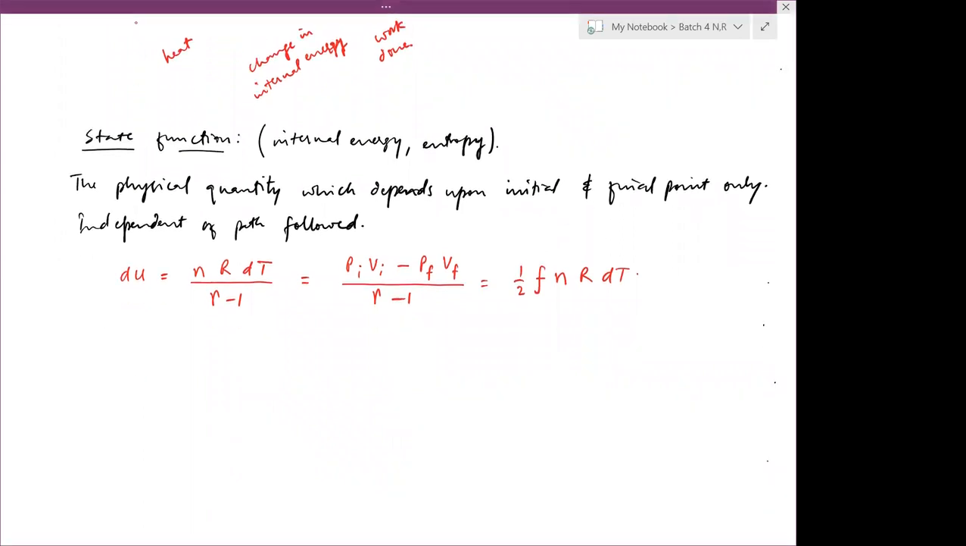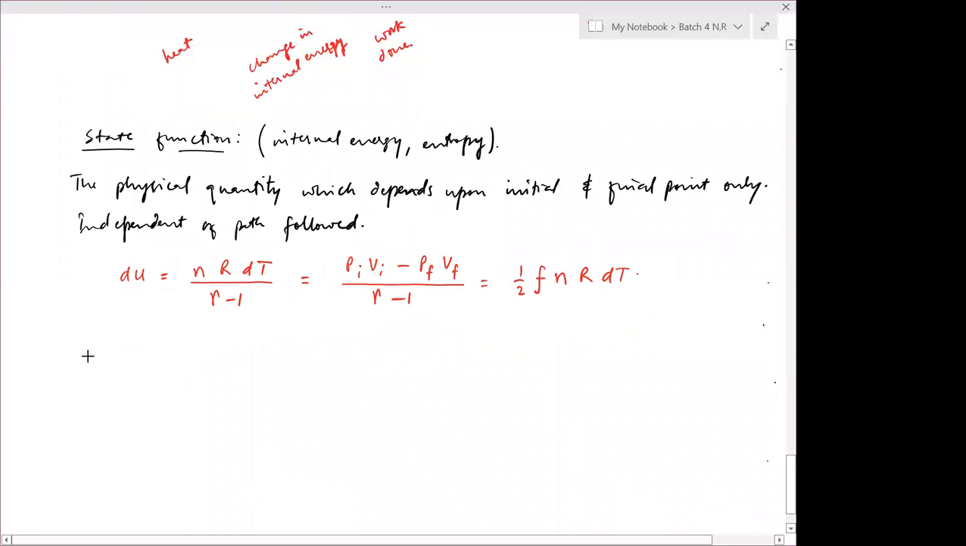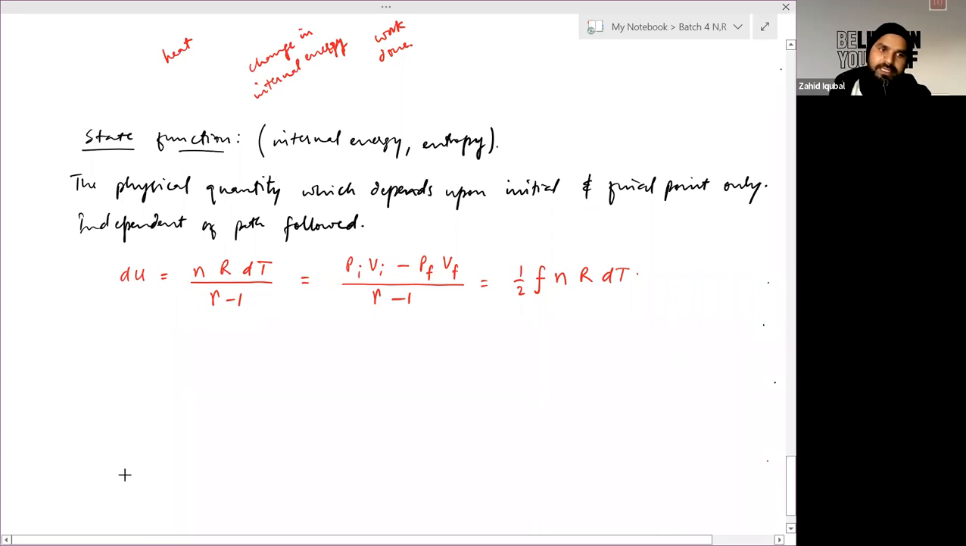Yes, so what is the last formula? Half F, where F is degree of freedom, N is number of moles, R is universal gas constant, and dT is change in temperature. I've just transformed this gamma in terms of degree of freedom. According to the relation, gamma equals 1 plus 2 by F. So move this 1 to the left side. So you'll get gamma minus 1 is 2 by F. So it will become F by 2.